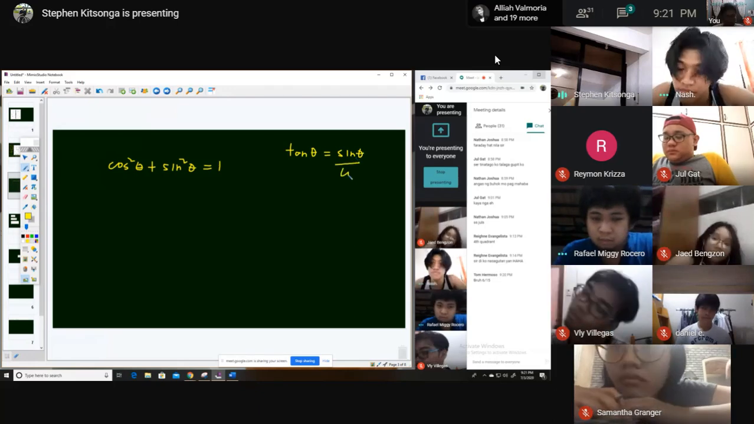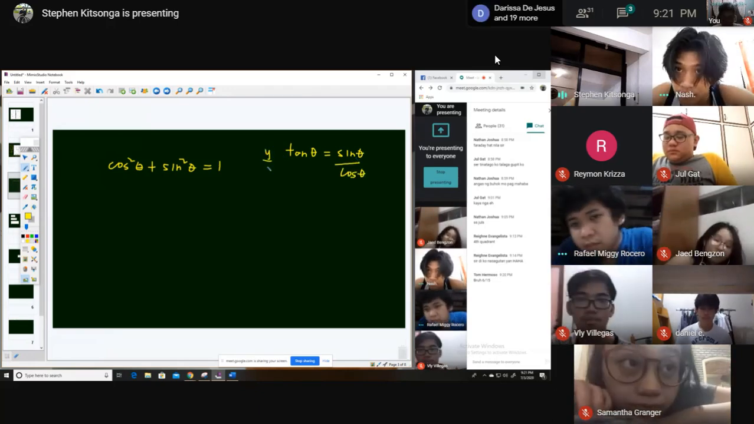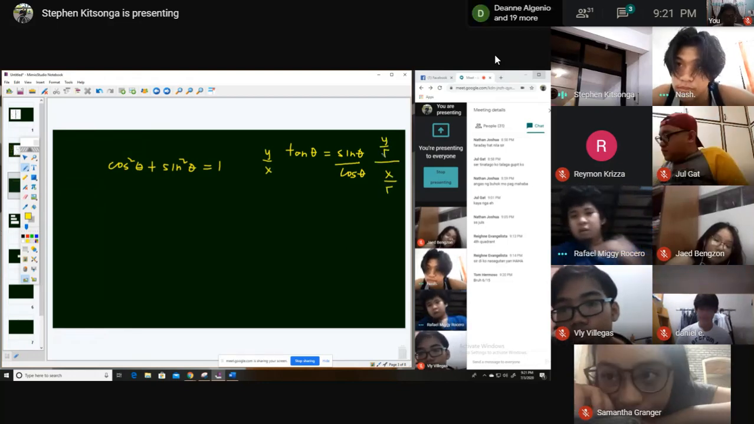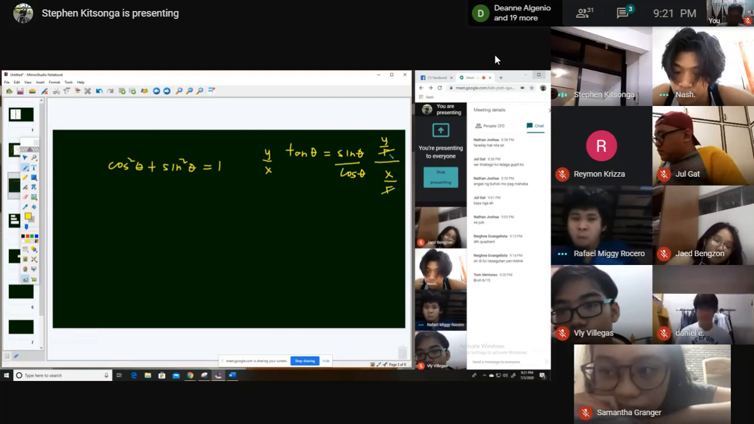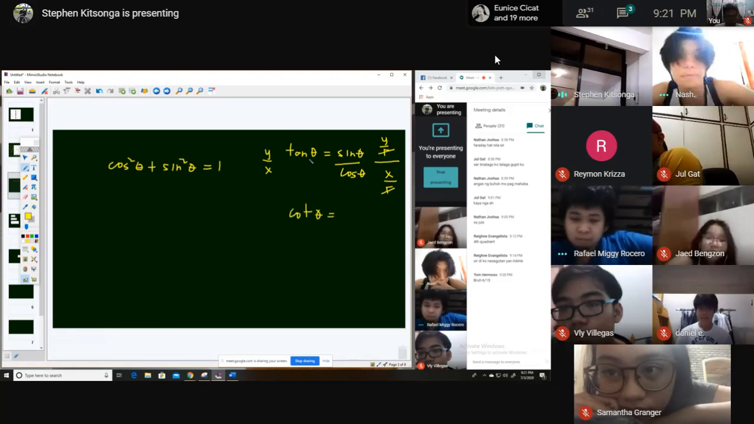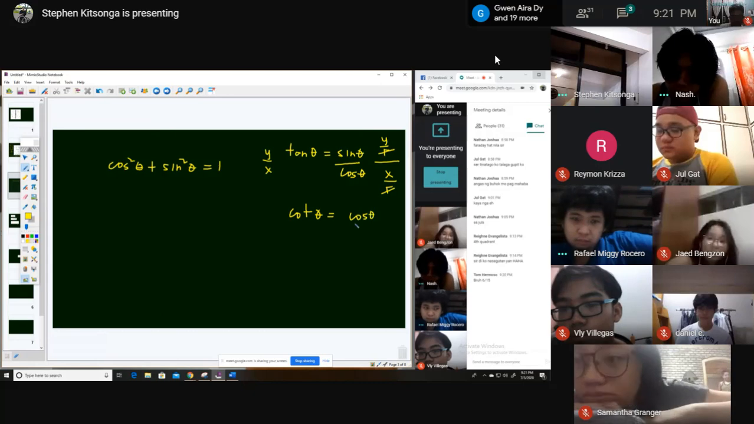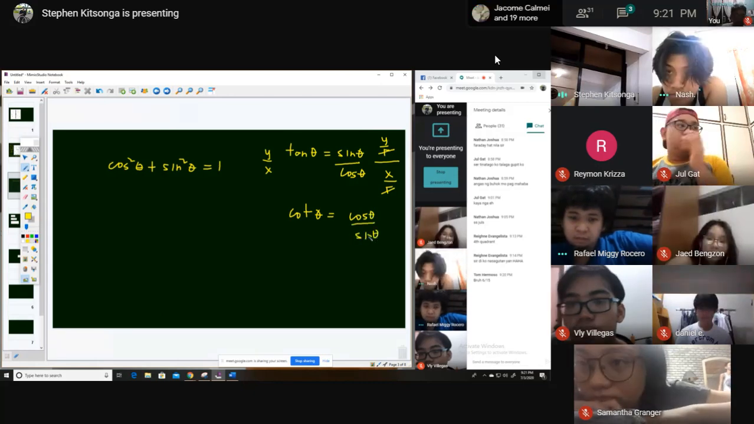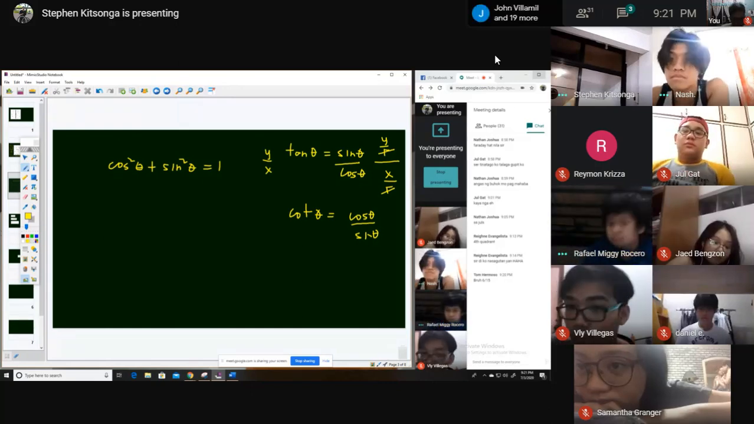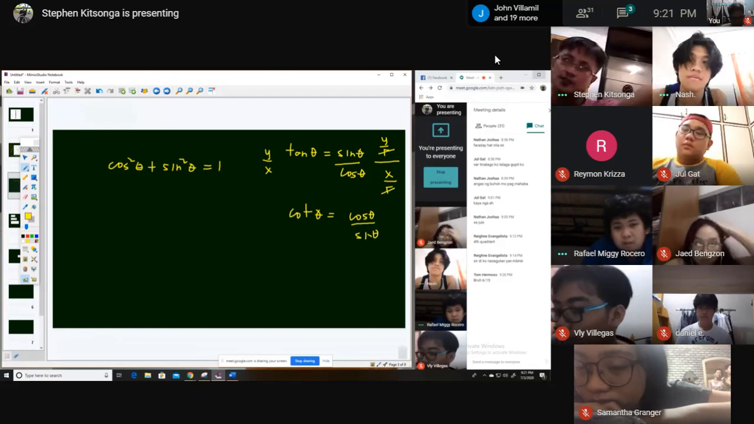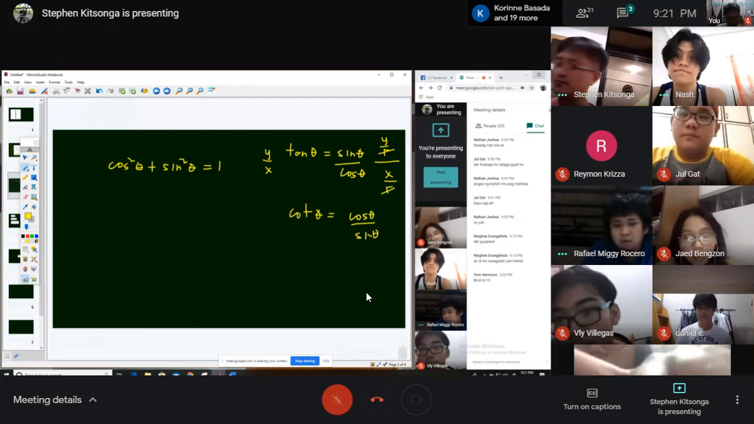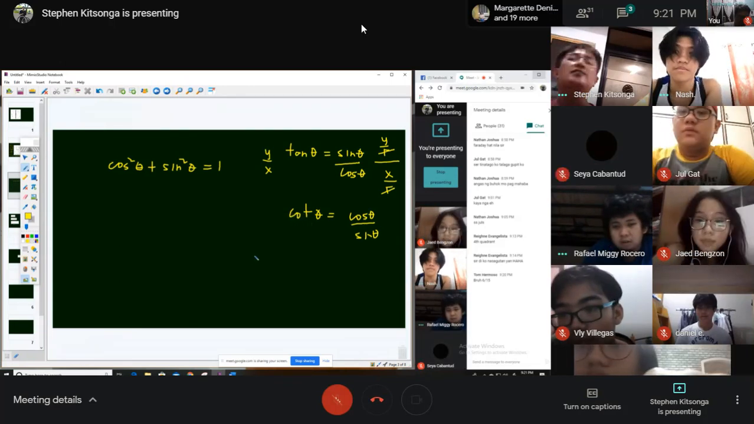Kasi tangent is sa definition ay y over x. Ang sine y over r. Ang cosine x over r. Notice that r cancels out if you do y over x. Kaya it's sine over cosine. Same thing with cotangent because you know it's reciprocal. So cosine over sine. So these are the quotient identities. And then the reciprocals. You know the reciprocals. You can actually recite them already, guys, right? What is the reciprocal of sine? Cosecant. Reciprocal of cosine. Secant. And tangent. Cotangent.